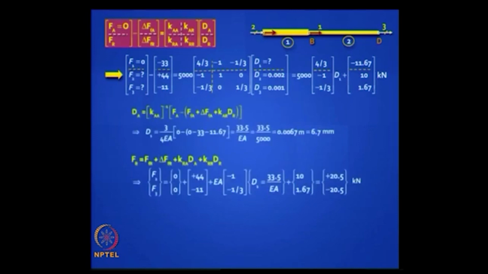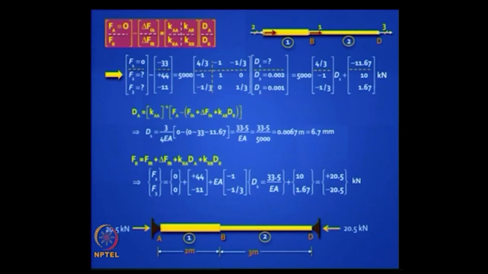Thereafter it is straightforward, using matrix methods, you solve this, you will find dA, you get 6.7 mm, find the forces. Remember we did this problem, you got the same answers, 20.5 kilonewton, and you have got your reactions. If you want to see how it will change shape, this is how it will change shape. The left end moves to the right by 2 mm, that is input, the right end moves to the right by 1 mm, and D1 has moved 6.7 mm.